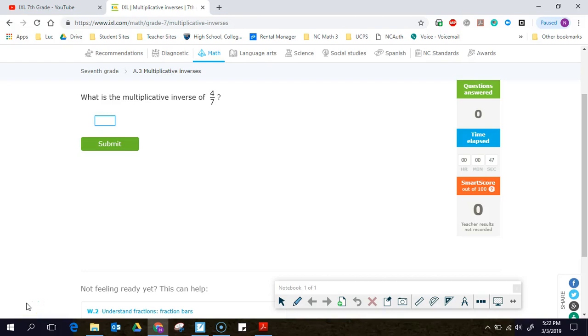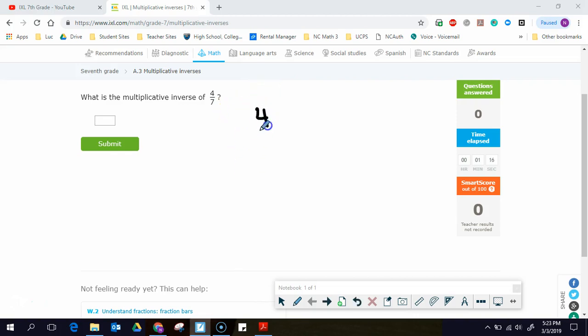This is IXL 7th grade A.3 Multiplicative Inverses. Multiplicative looks like the word multiply, doesn't it? So the multiplicative inverse of a number is a number that you multiply it by to get 1. If we were talking about additive inverse, it would be a number that you would add to a number to get 0. But in this case, it's a number that we multiply to get 1.